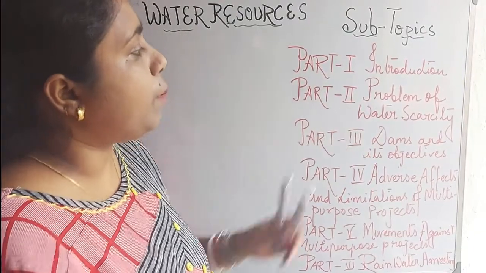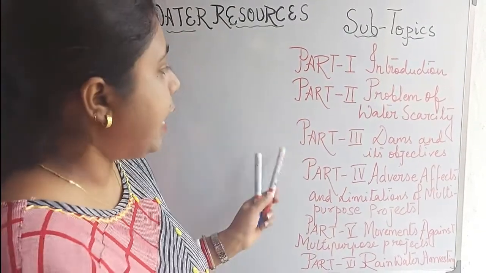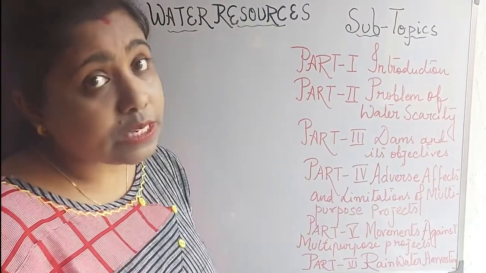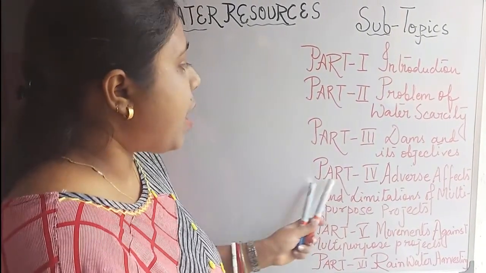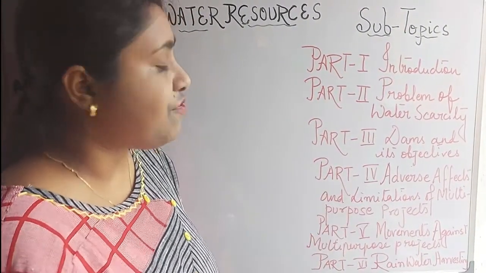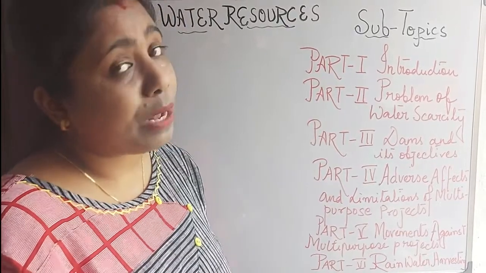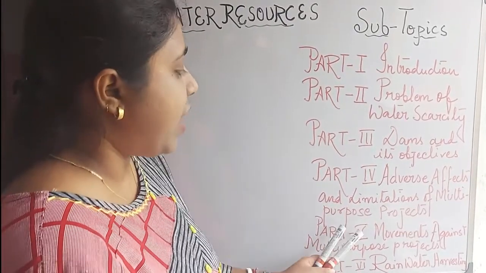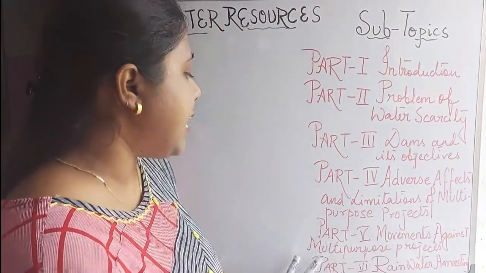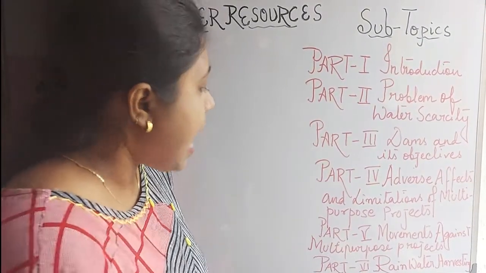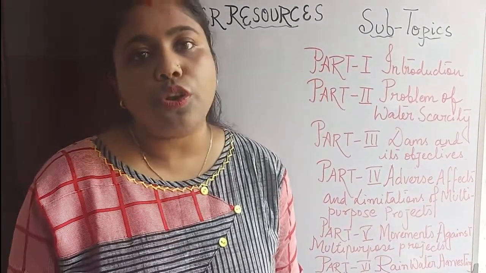In part 2, we'll know about the problem of water scarcity. In part 3, we will know about the dams and its objectives. In part 4, we will know about the adverse effects and limitations of multipurpose projects. In part 5, we will know about the movements against multi-purpose projects. And in part 6, about the rainwater harvesting.